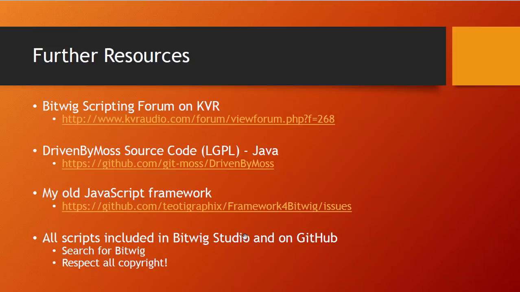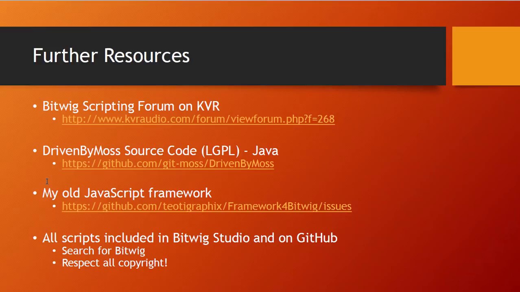Maybe there are also other sources, for example, all the scripts coming with Bitwig Studio for different controllers. And also on GitHub, you find much more extensions, not only mine. Search for Bitwig on GitHub, you will find lots of examples as well. But as I said before, always respect the copyright and see what copyright those people, those authors of the source code, put it out for your use.